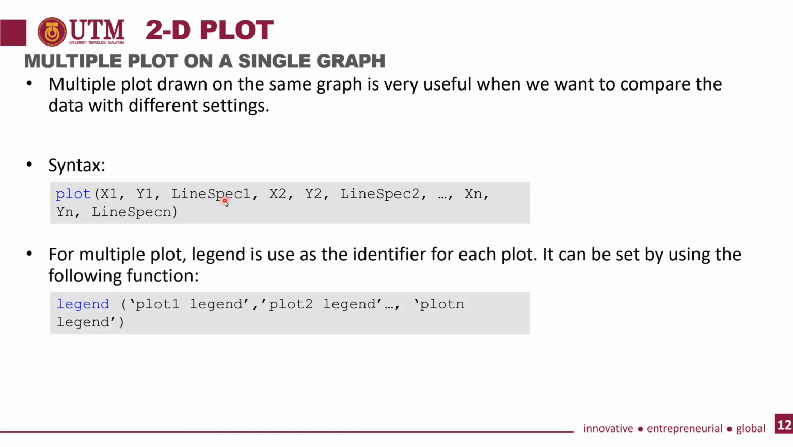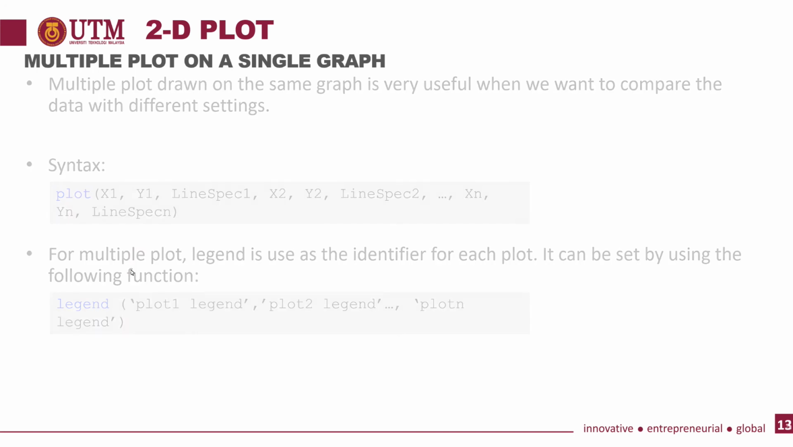For multiple plots, a legend is used as the identifier for each plot. It can be set by using the following function. Because you have multiple plots in one graph, MATLAB will automatically put them in different colors. But if you wanted to present to other readers, people don't know what represents red, what represents blue, what represents the yellow line. So we must put a legend. A legend is like the name of the line. Plot 1 legend: what is the name of plot number 1, what is the name of plot number 2, and what is the name of plot number n.